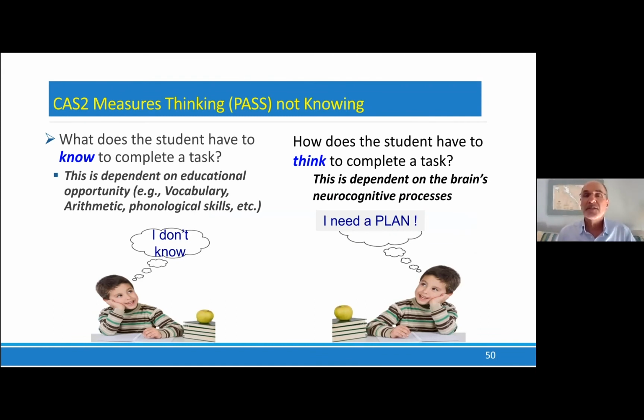All right, how do you know if a test requires thinking or knowing? It's easy. All you have to do is say, what does the student need to know to complete the task? If there's a bunch of things they have to know, it's knowledge confounded at least. How do they have to think? If they need to use a plan, if they need to focus their attention, resist distraction, or see how things go together, or sequence. That's basically it.